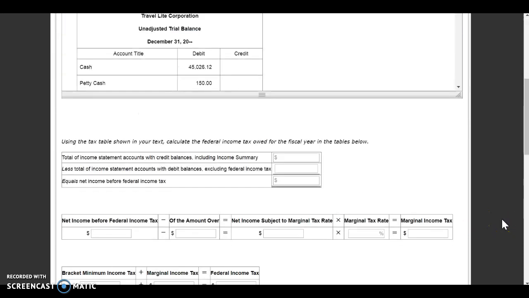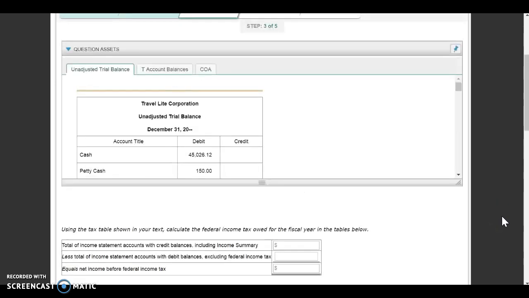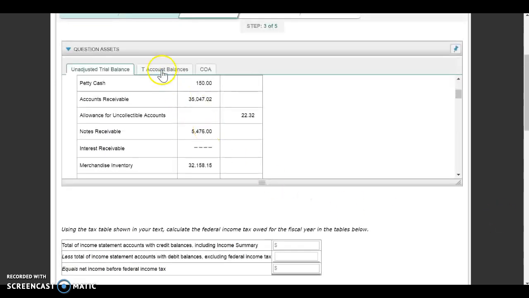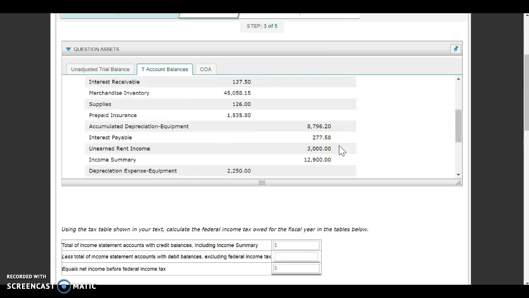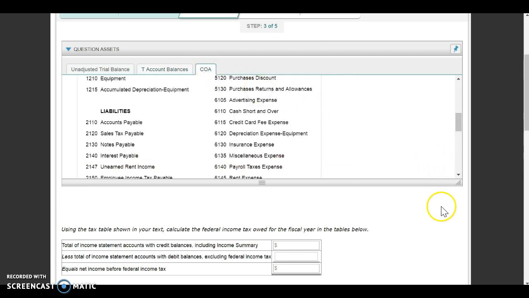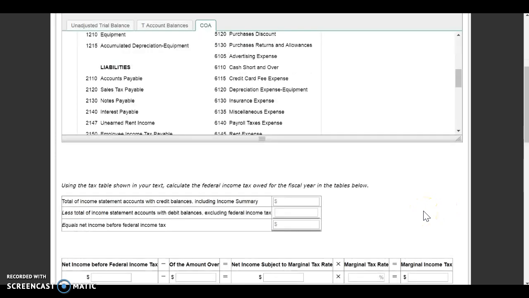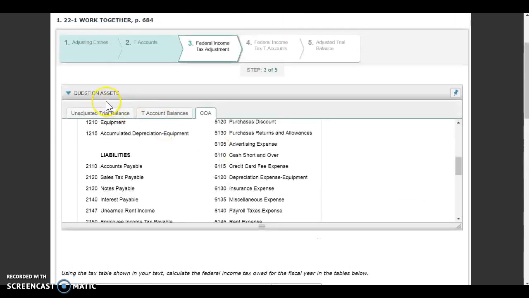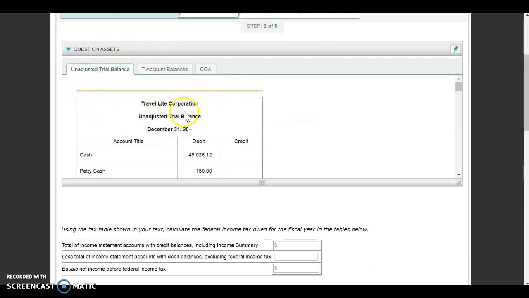Okay, my next step says using the tax table shown in your text, we're going to calculate the federal income tax that is owed for the fiscal year in the tables below. So they do show us our unadjusted trial balance, our T accounts balances, and then we also have our chart of accounts. Okay, so we want to be looking at our unadjusted trial balance. What we're going to be doing is we're going to fill in these boxes here. So the first one says total of income statement accounts with credit balances, including income summary.